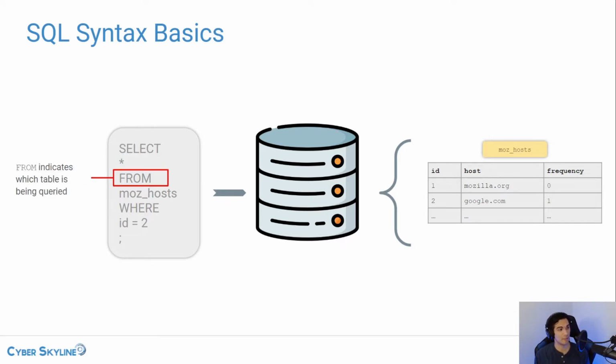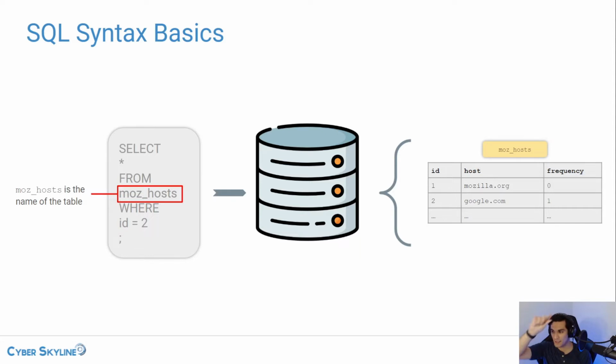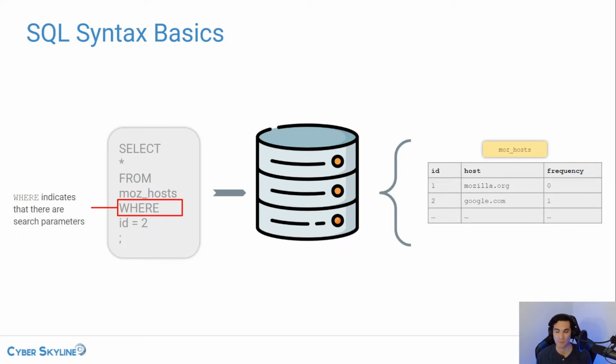The next part is the from, and this indicates which table is being queried. So when we saw our original database, we actually saw 2 different tables. And so when we run a query against the database, it needs to know which table you are looking at, because I've got a bunch. And the from says, I'm going to tell you which one I'm looking for. And that immediately is followed by Moz hosts, which is the name of the table that we're looking for. You can see that here in the yellow label. And then right now our query is just saying, get me all the columns from this table, from the Moz host table. And then we have where.